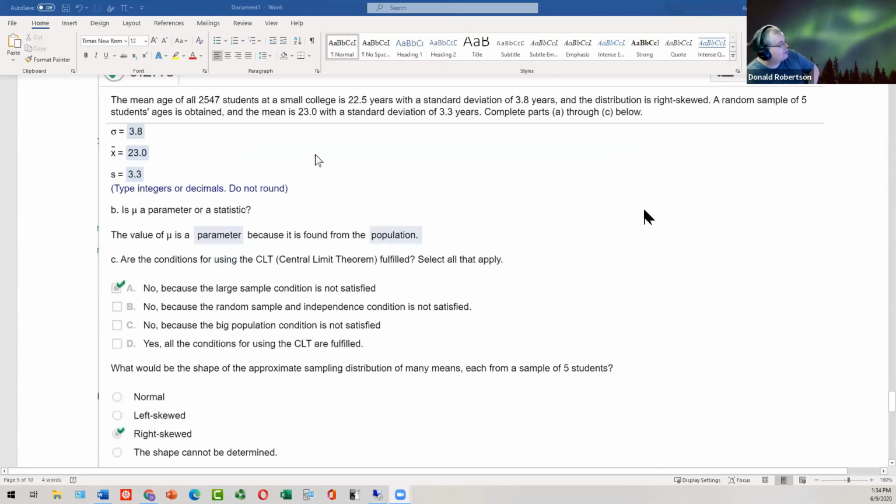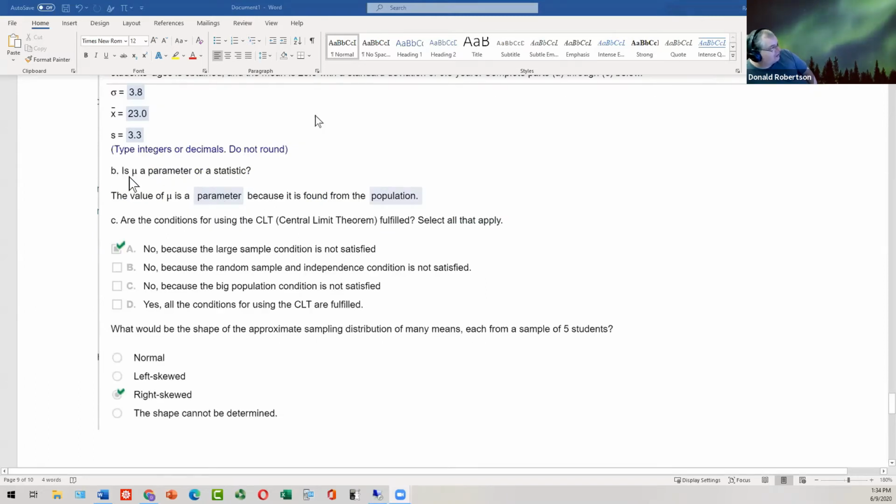So here's a similar one. The mean age of all 2,500 students at a small college is 22.5, and the standard deviation is 3.8, and that is right skewed. A random sample of 5 students is obtained, and the mean was 23 and the standard deviation was 3.3. So here we go. They're asking us to fill in what sigma is, and that's 3.8. What X bar is, the sample mean, 23. What S is, 3.3.